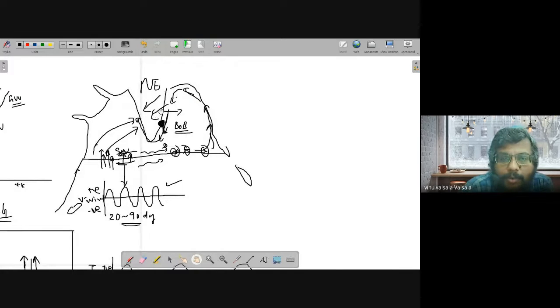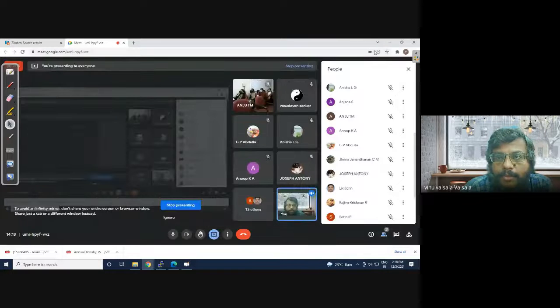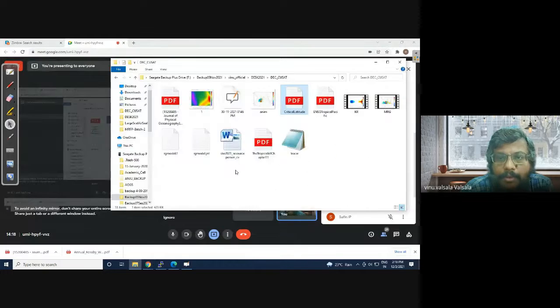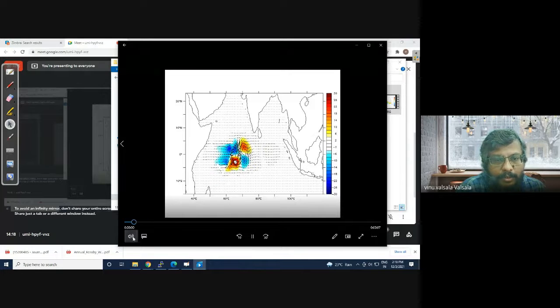In your model, however, you do not have proper coastal geometry. But I will demonstrate today, with a model setup with proper coastal geometry, how these waves propagate in time. So I have produced a small movie of mixed Rossby gravity waves for you, and I am going to show it here. MRG. Yeah. So let us spend some time to understand this.